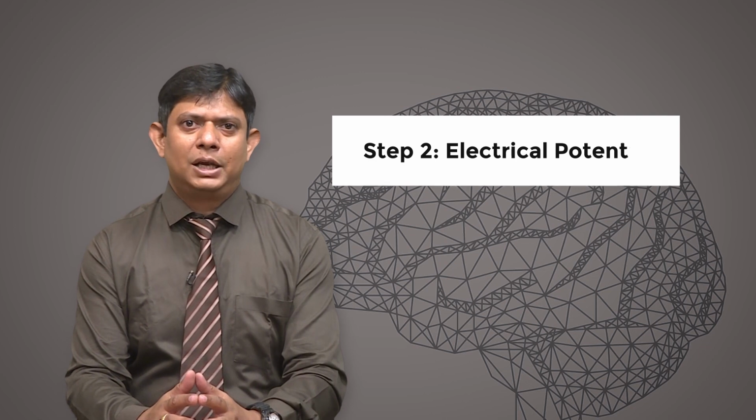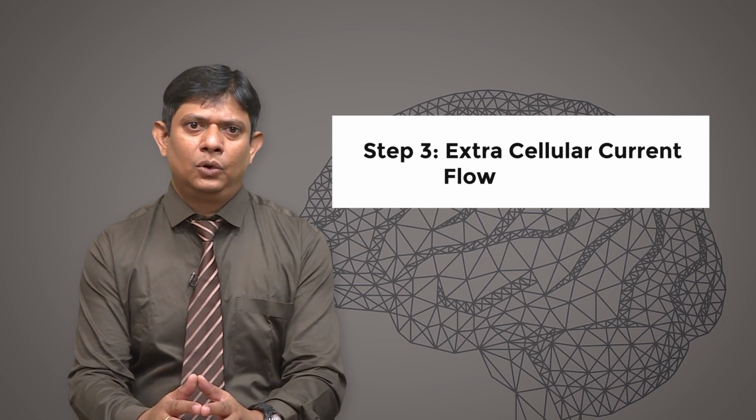The second one is electrical potential. Neurons communicate by sending electrical signals in the form of action potentials. When millions of neurons work together, their combined electrical activity generates a measurable potential difference on the scalp. The third one is extracellular current flow. When neuron fibers fire, ion movement creates brief changes in electrical potentials in the extracellular space. This extracellular current flow leads to voltage fluctuations on the scalp, which can be detected by the electrodes.